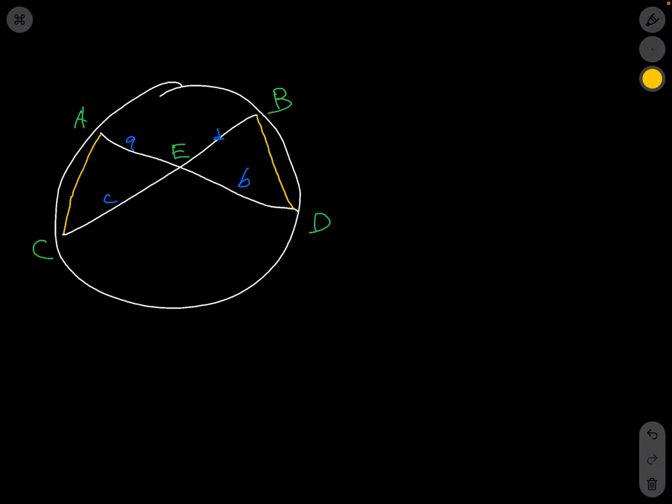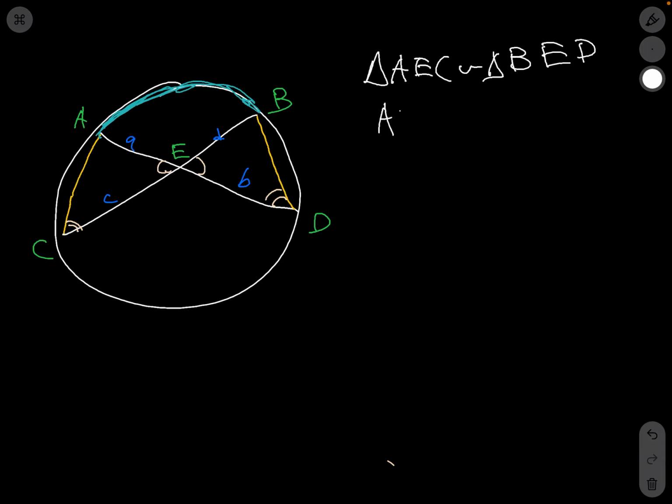So I'm gonna prove triangles ACE and BDE similar. So we can say that these two angles are congruent because they're vertical angles, and this is congruent to this because they intercept the same arc over here. So now by the AA theorem, we can say that triangle AEC is similar to triangle BED, and we can say AE over BE is equal to CE over DE because corresponding sides of similar triangles are proportional.